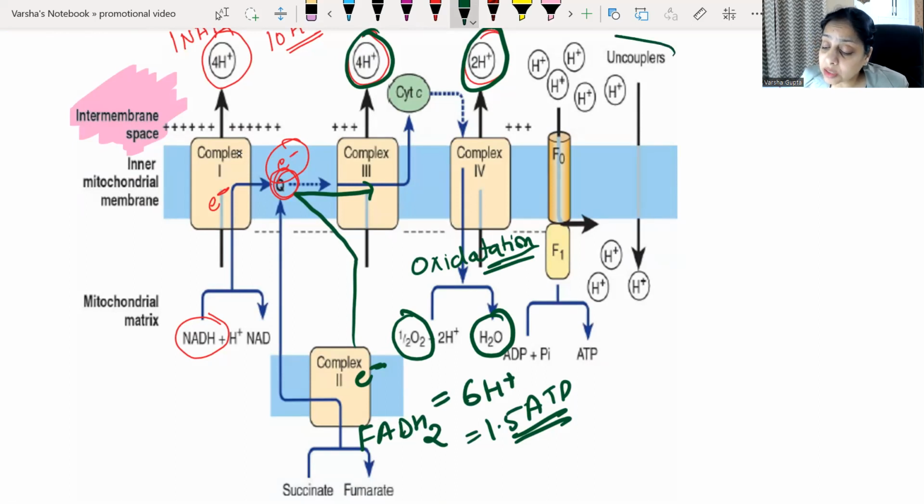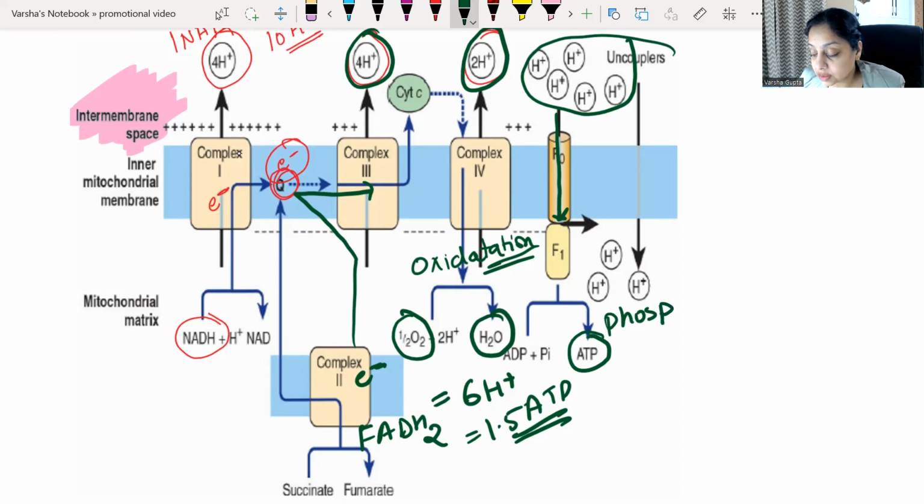Now with time, there are so many protons in the inner membrane space. They will come via this F0 cylinder, via F1. You can imagine there is a cylindrical channel spanning the membrane. If they pass through it, they will help in the phosphorylation of the ADP molecule. Adenosine diphosphate will take one phosphate and be converted into triphosphate. So this part is phosphorylation.